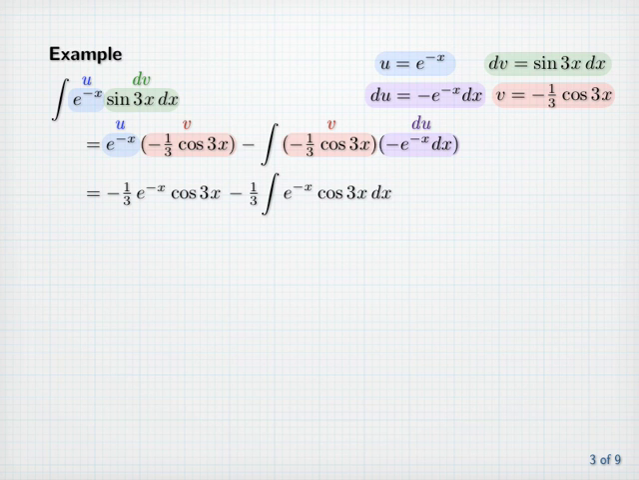Notice that this step has merely exchanged the integral of e to the minus x sine 3x dx with the integral of e to the minus x cosine 3x dx. Now let's apply integration by parts to that integral.